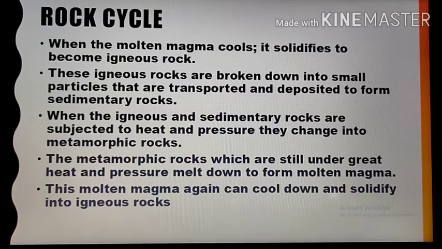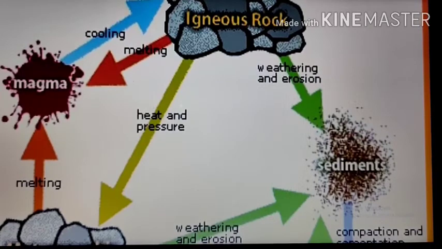Rocks are made up of different minerals. Minerals are naturally occurring substances which have certain physical properties and definite chemical composition. Now over here in this figure you can see the whole rock cycle.